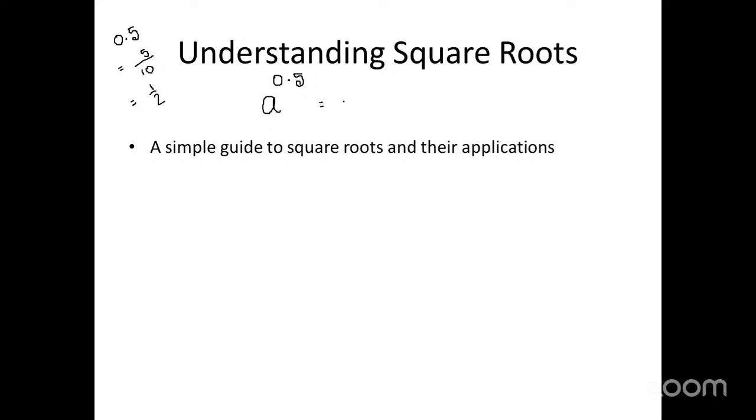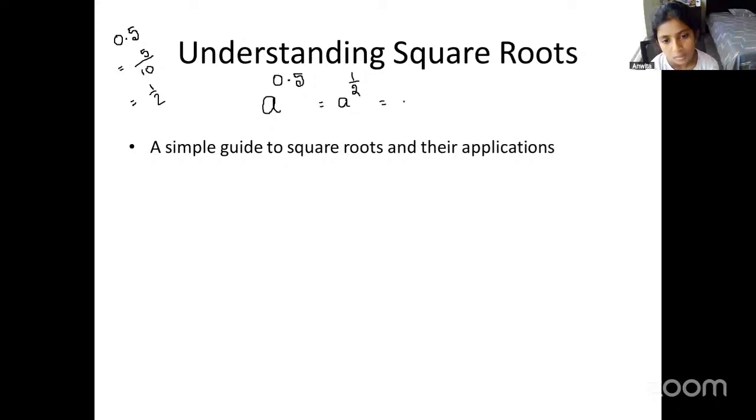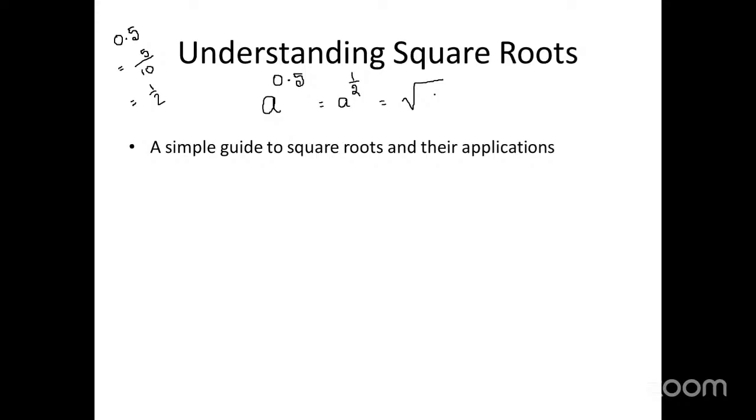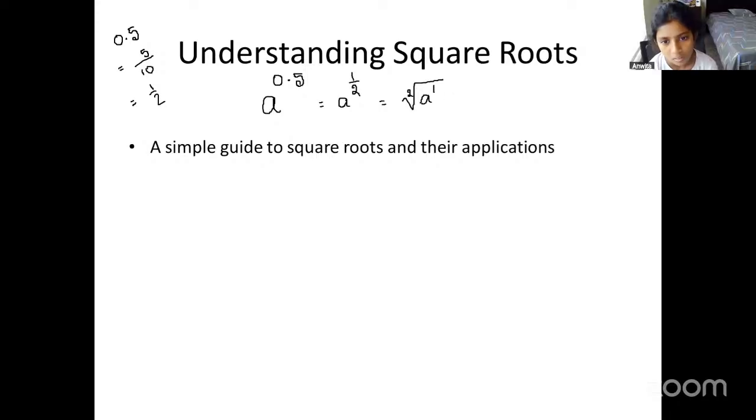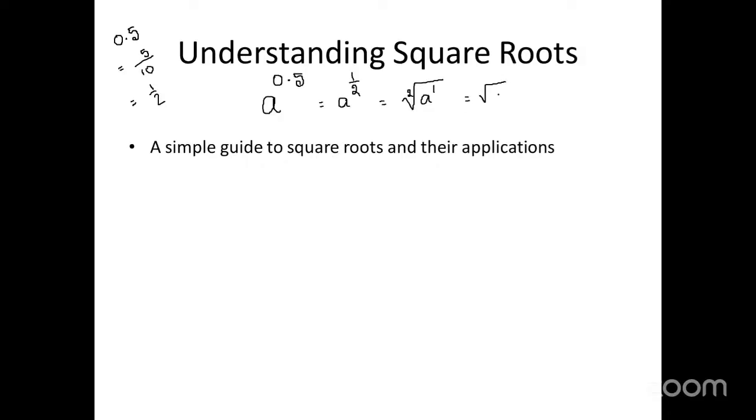a power 0.5 means a power 1 by 2, right? Yes, sir. Now, a power 1 by 2 is nothing but the square root of a to the power of 1. 2 is written here and 1 is written to that power, right? Square root of a to the power of 1 is simply written as root a.